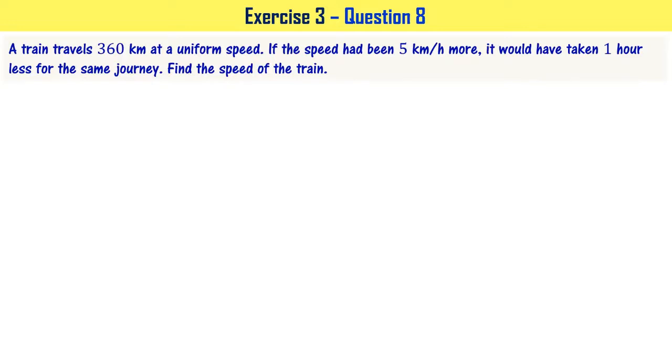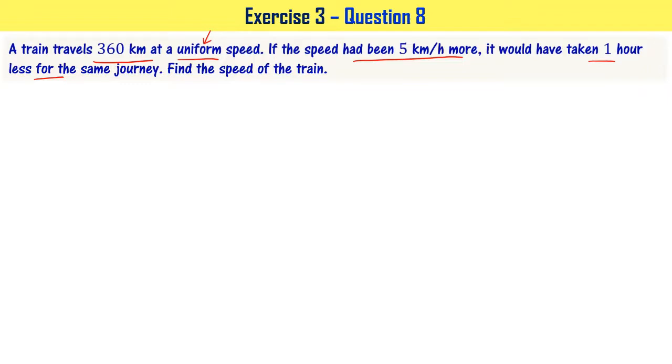The first statement says that the train travels 360 kilometers at uniform speed, meaning the distance covered by the train is 360 kilometers, right? If the speed had been 5 kilometers per hour more, it would have taken 1 hour less for the same journey. Meaning, to cover the same 360 kilometers distance, it could have taken 1 hour less compared to the earlier uniform speed. Now we are asked to find the speed of the train, meaning the uniform speed of the train in the beginning.